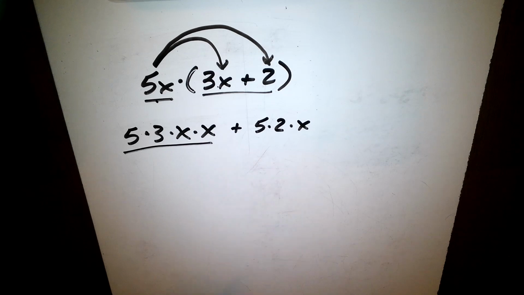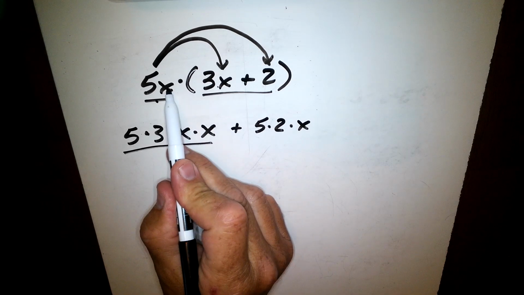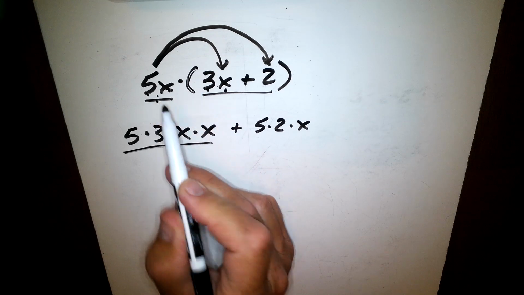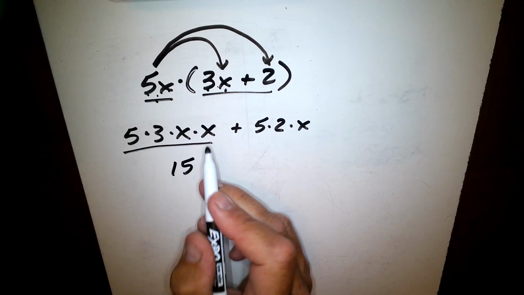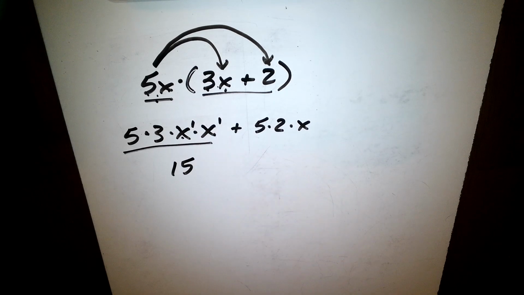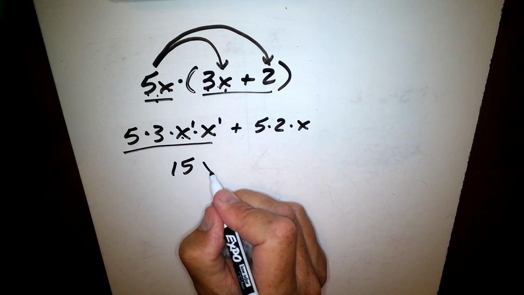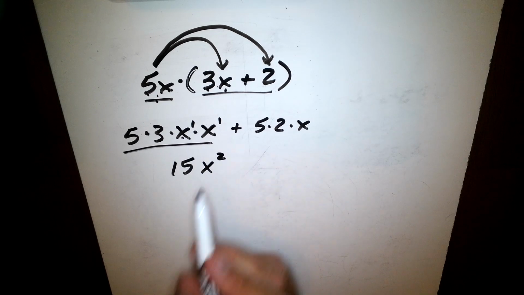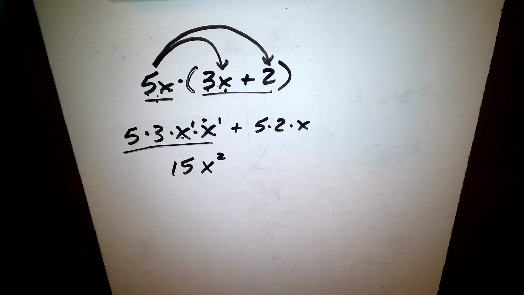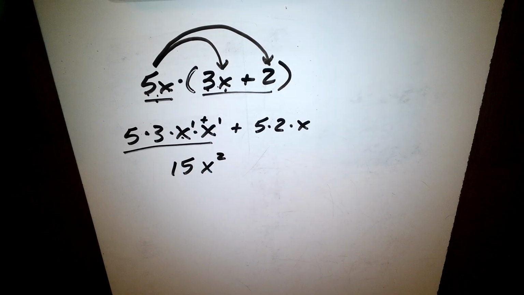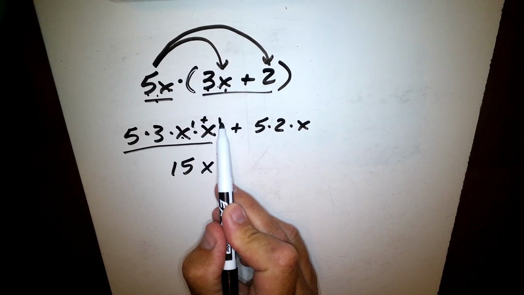Okay, if we remember our rules in multiplying exponents, we're going to multiply those constants out in front and get 15. What do we do here? Well, that's x to the first, x to the first. What do we do to those? We add those two together, x squared. Okay, 1 plus 1. Okay, so we're going to add the exponents together.